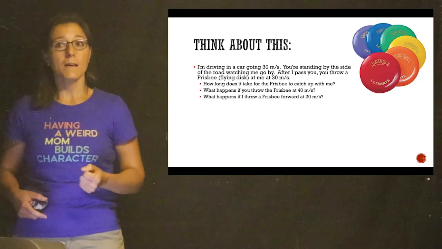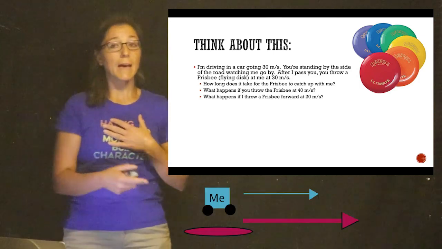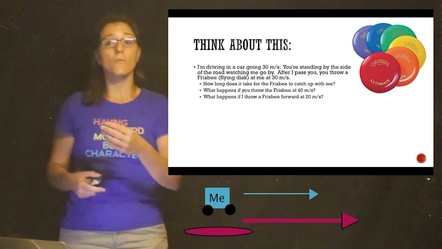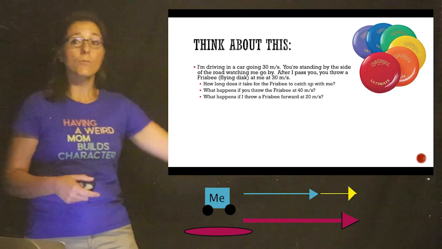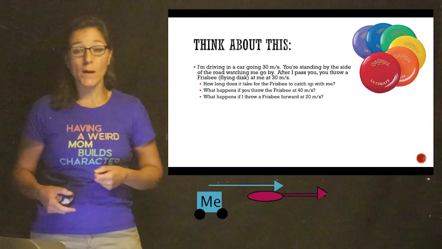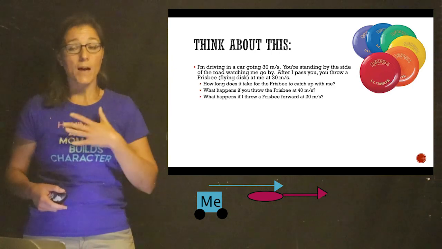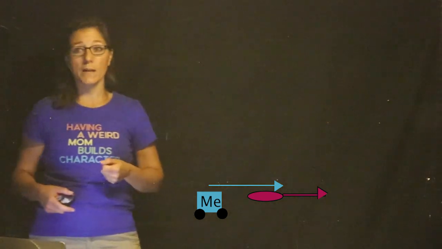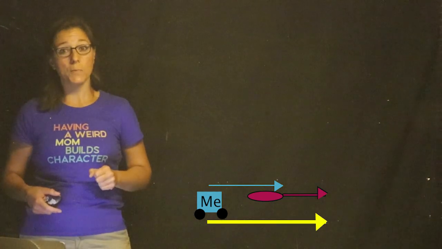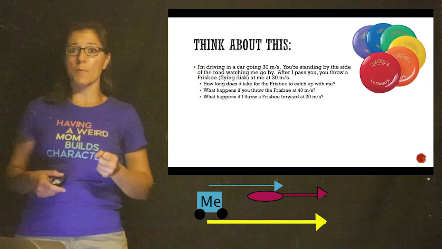Well, yes, it can. Because how fast is it relative to me now? I'm going 30 and it's going 40. Then relative to me, it's going 10. What if I throw a frisbee forward at 20 meters per second? How fast is that frisbee now? If I'm moving at 30 and I throw the frisbee forward at 20, it's now going 50 meters per second relative to you, right? Think on that for a couple minutes.